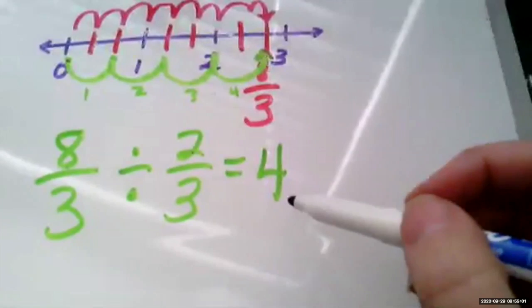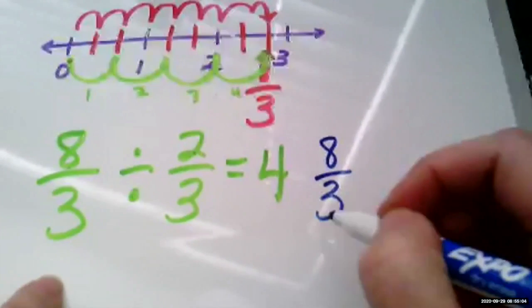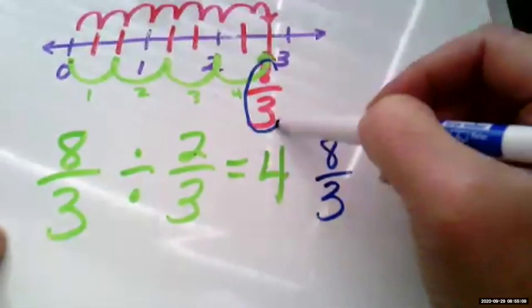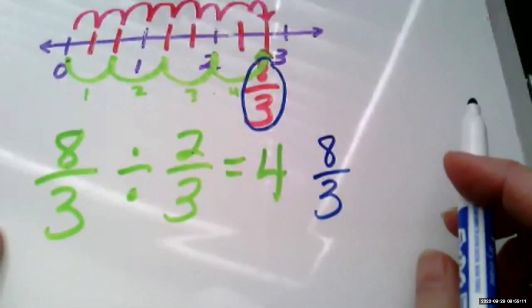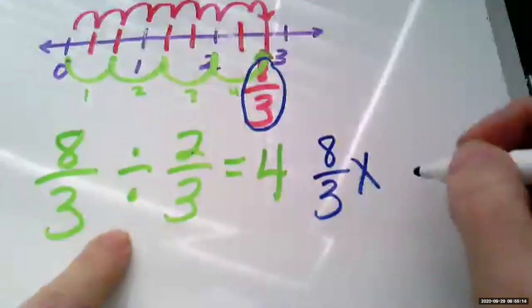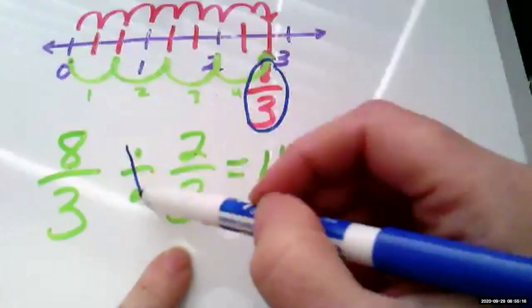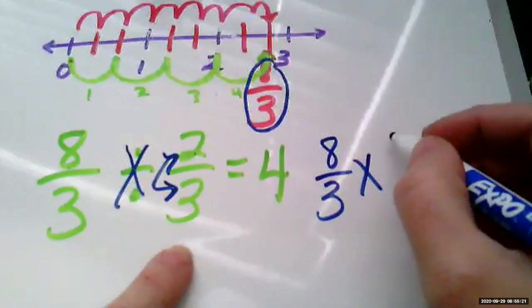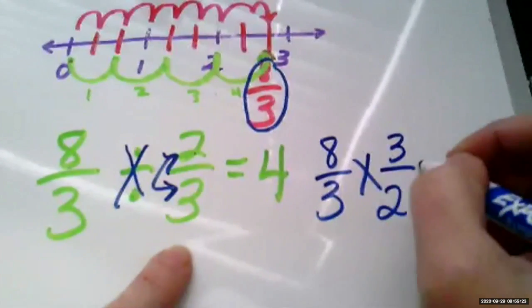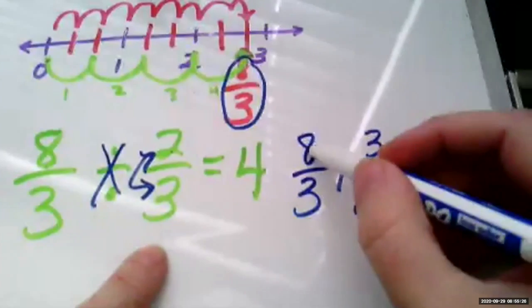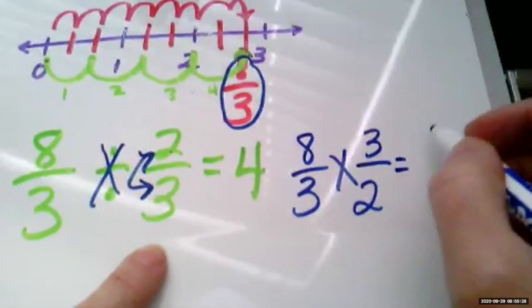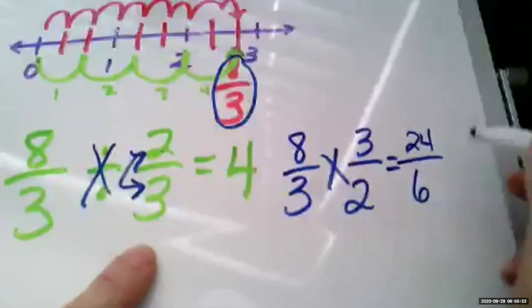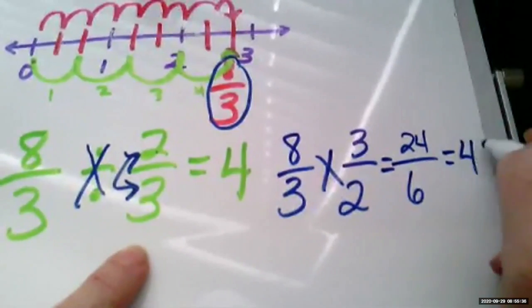8/3 divided by 2/3. Take the first fraction. The first fraction always stays the same. You can't change the fact that you're starting with 8/3. You multiply by the reciprocal. So you change division to multiplication, and then you have to flip the second fraction to 3/2. Okay? Then you have 8 times 3 is 24, and 3 times 2 is 6. 24 divided by 6 equals 4.